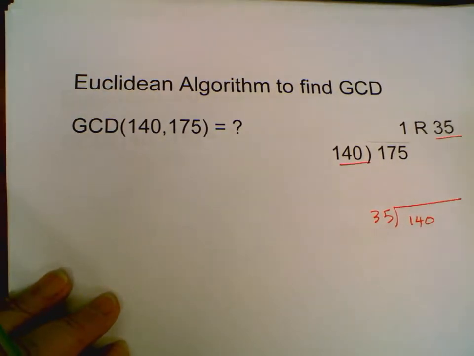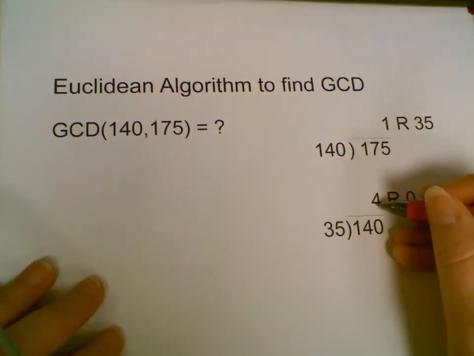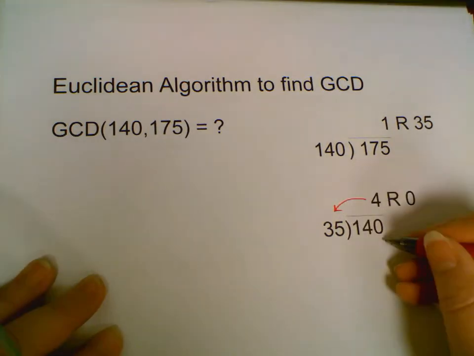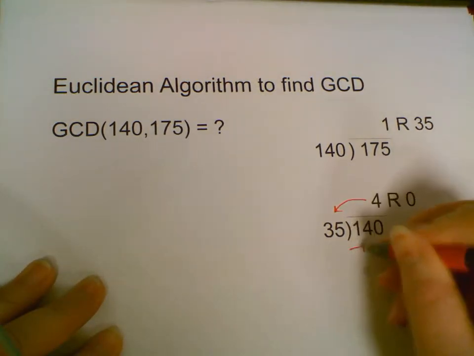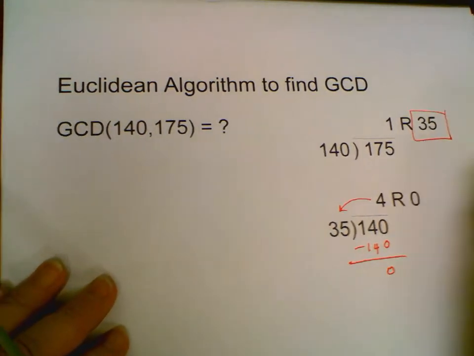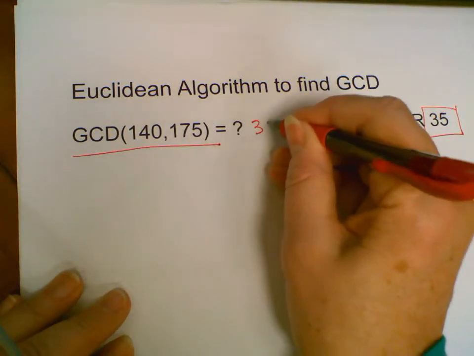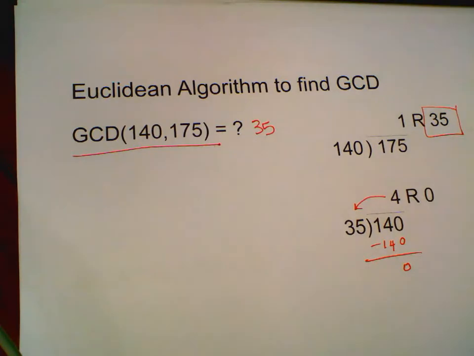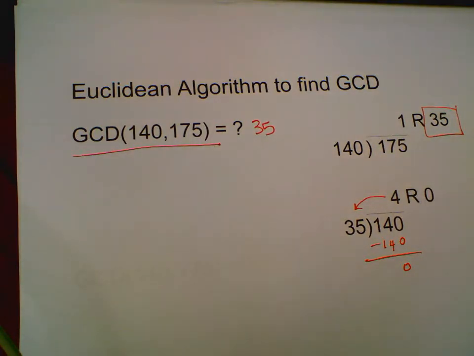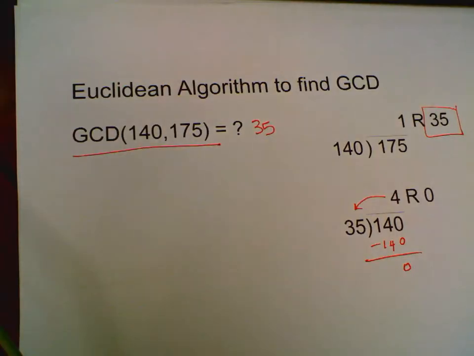How many times does 35 go into 140? It goes in 4 times. 4 times 35 is 140. There's no remainder. So we know our answer was the previous remainder. The greatest common divisor of 140 and 175 is 35. That's what we got earlier doing a different method, and I think it took longer. So we might like the Euclidean algorithm method for finding greatest common divisor.